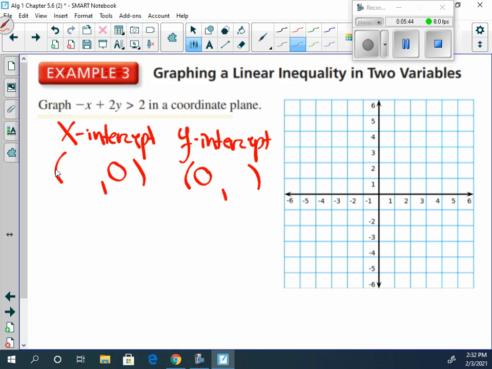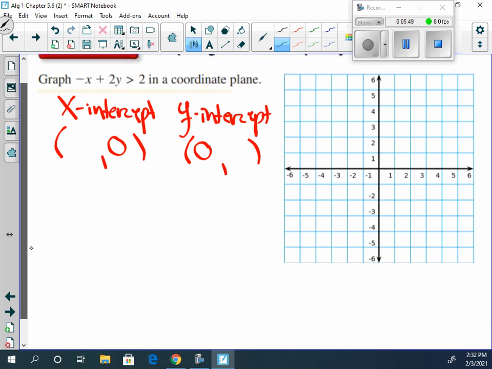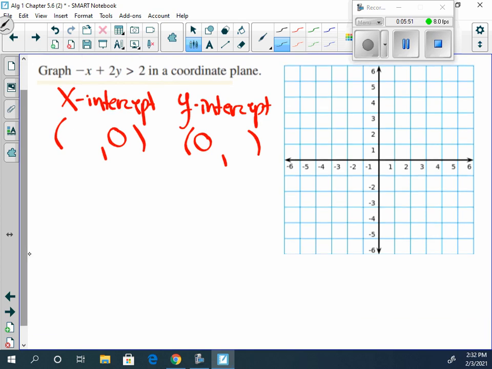So that's what we're going to do to find our 2 points. Draw a line to kind of split this down the middle. And that's all we're going to do: we're going to plug in 0 for x to find the y-intercept, and we're going to plug 0 in for y to find the x-intercept.